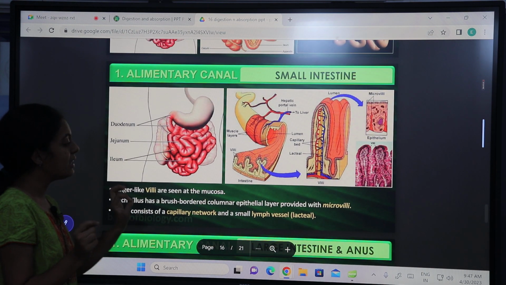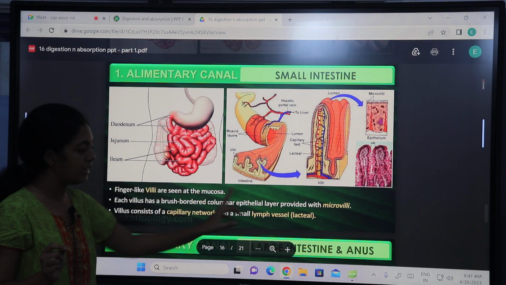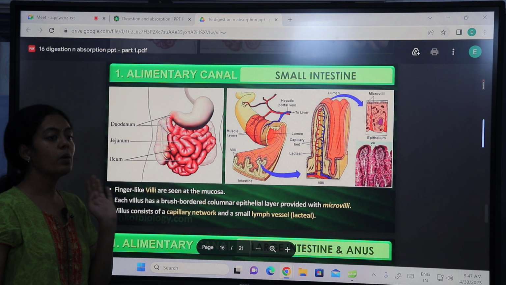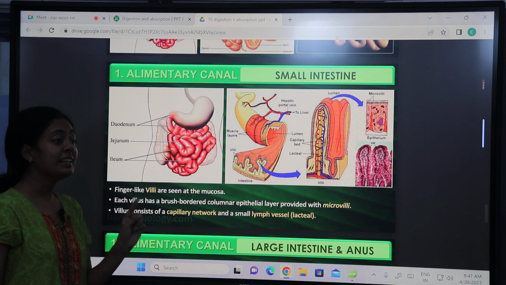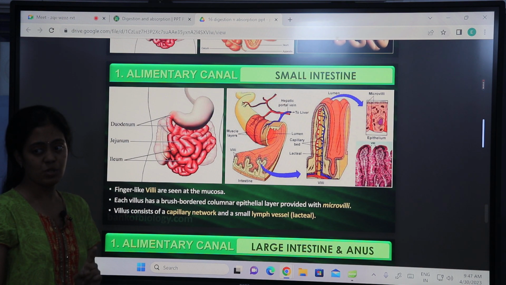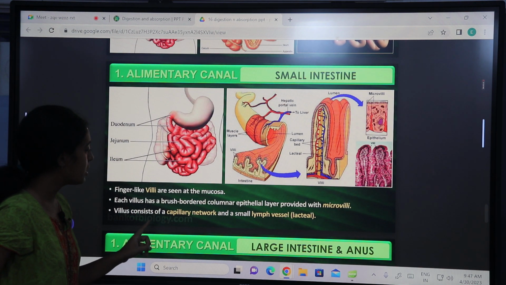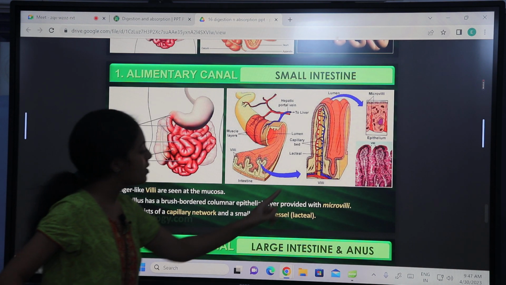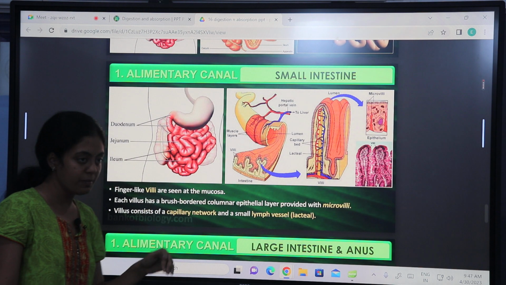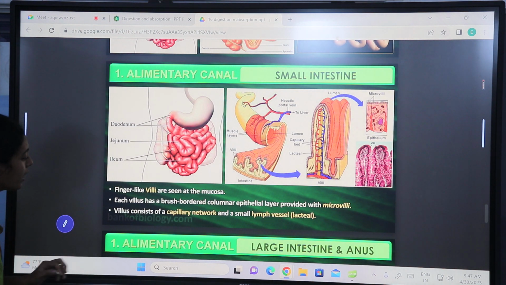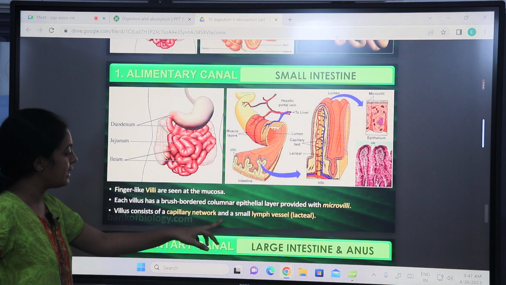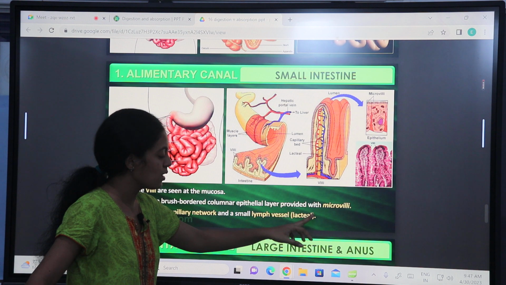Yes, so these finger-like projections which are seen in your intestine are called villi. Okay, what is the function of villi? They increase the surface area of absorption. This is very important, okay? And villi are made up of microvilli. Villi are in turn made up of what? Microvilli, okay? And villi consist of a capillary network and a small lymph vessel called the lacteal.